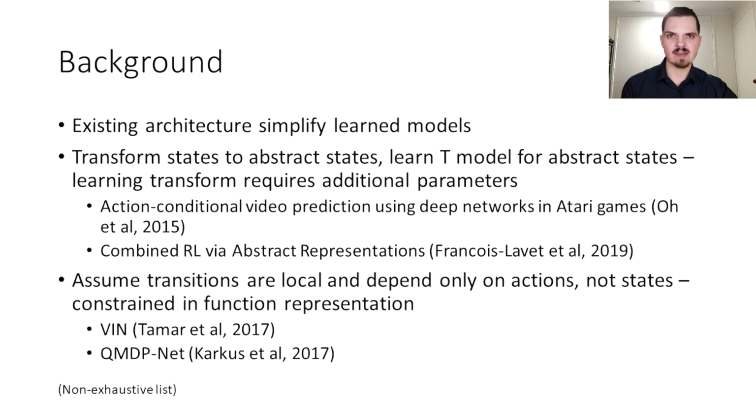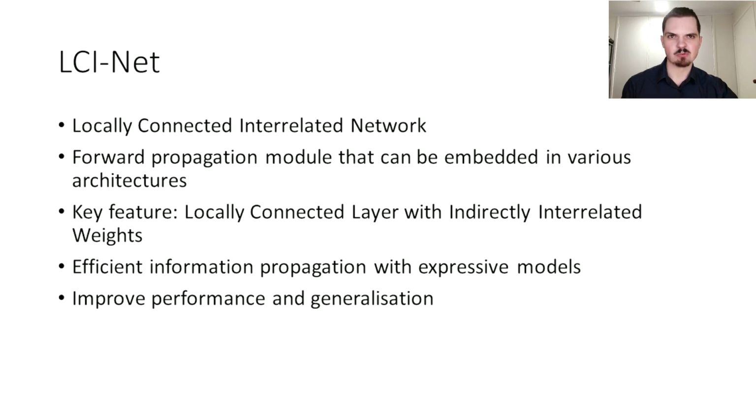This is done via weight sharing in a convolution network, where the transition function for each action is represented as a kernel, whose size is much smaller than the size of the state space. This architecture substantially reduces the number of parameters to be learned, but is more constrained in its function representation. To take the best of both worlds, we propose a forward propagation module called the Locally Connected Interrelated Network, or LCI-Net for short.